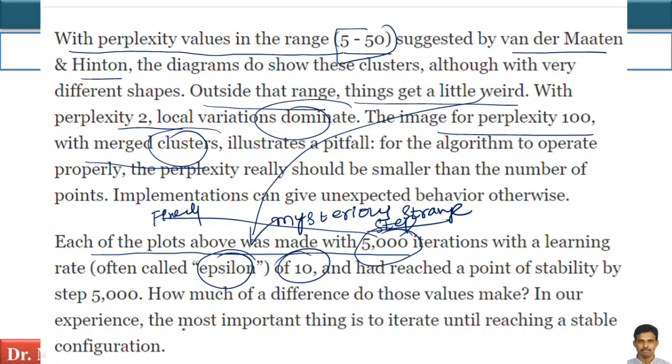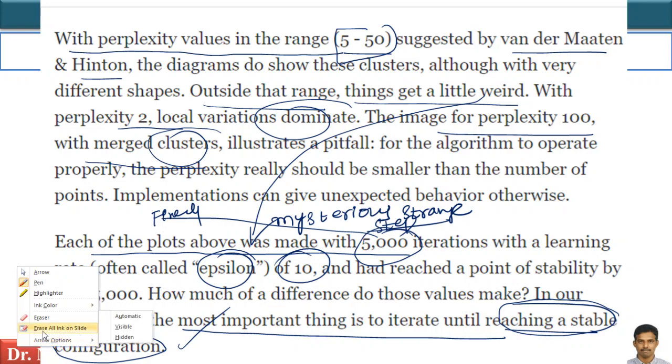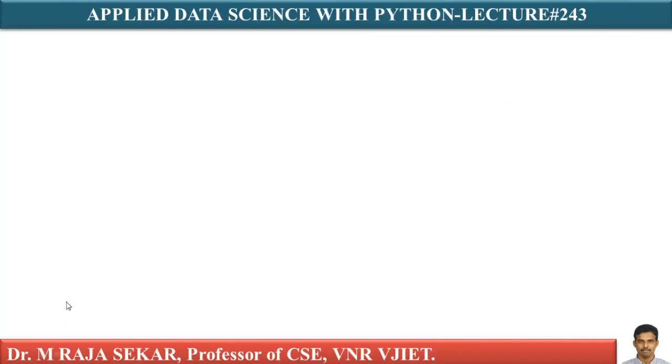The most important thing is to iterate until reaching a stable configuration. This is important. You must keep on repeating this algorithm till you get a stable configuration. We will try to understand all these points one by one.